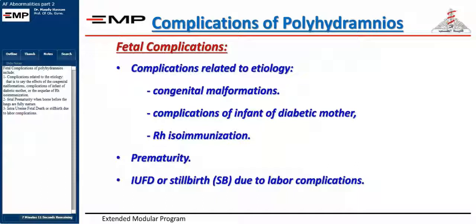Fetal complications of polyhydramnios include: 1. Complications related to the etiology. That is to say, the effects of the congenital malformations, complications of infant of diabetic mother, or the sequelae of Rh isoimmunization. 2. Fetal prematurity when born before the lungs are fully mature. 3. Intrauterine fetal death or stillbirth due to labor complications.